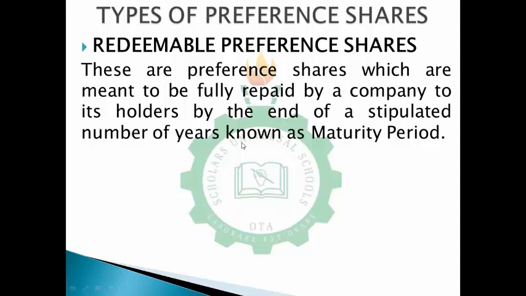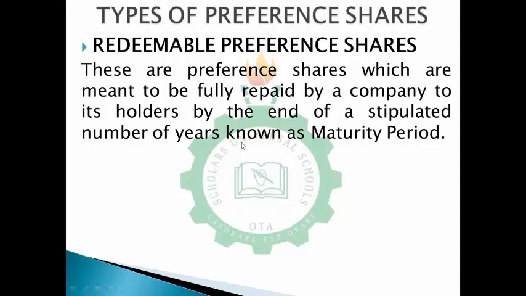So the redeemable preference shares are the shares which are meant to be fully repaid by a company, that is, fully bought back by a company from its holder by the end of its stipulated number of years, which is known as the maturity period.